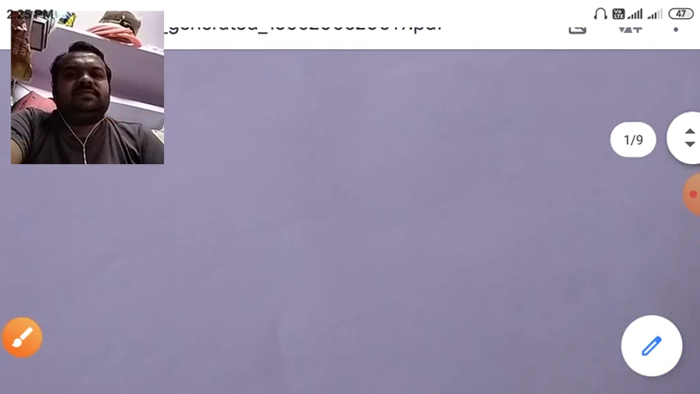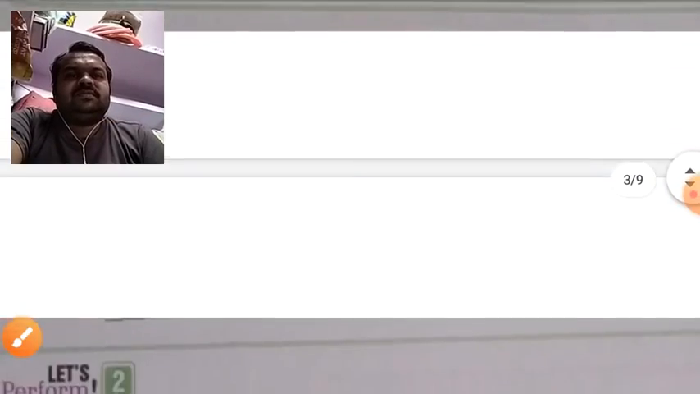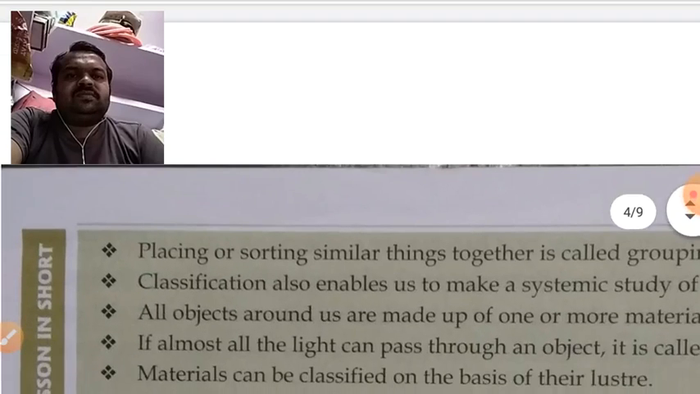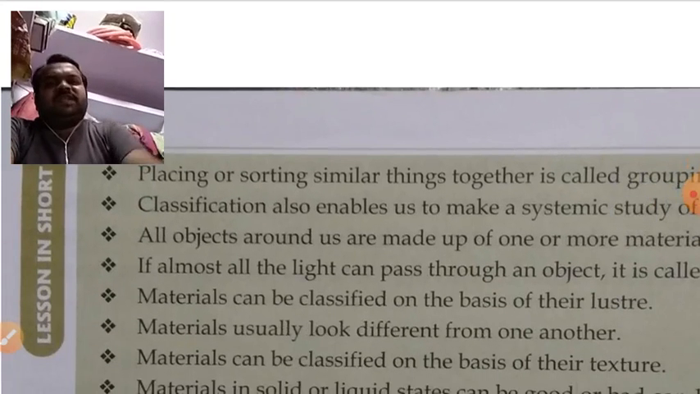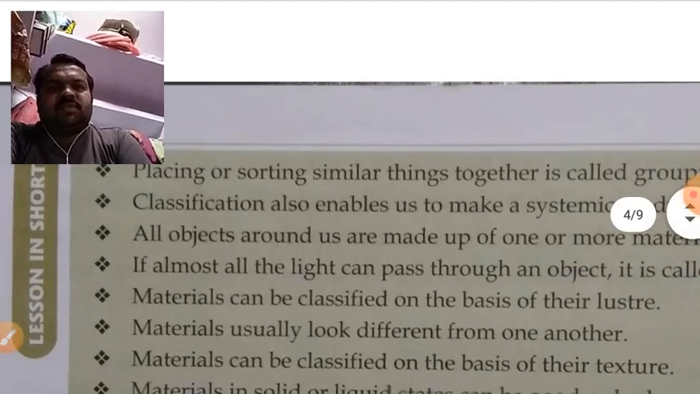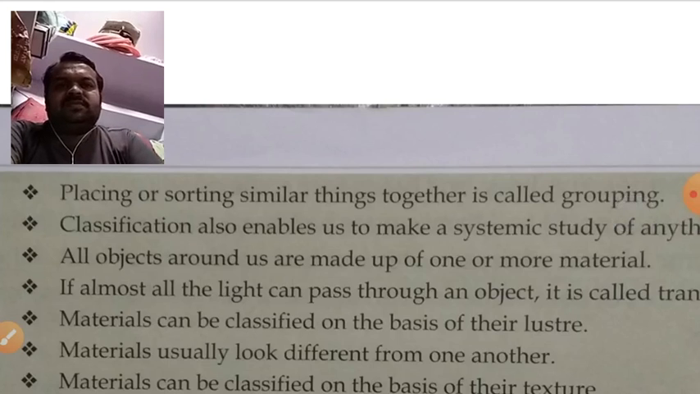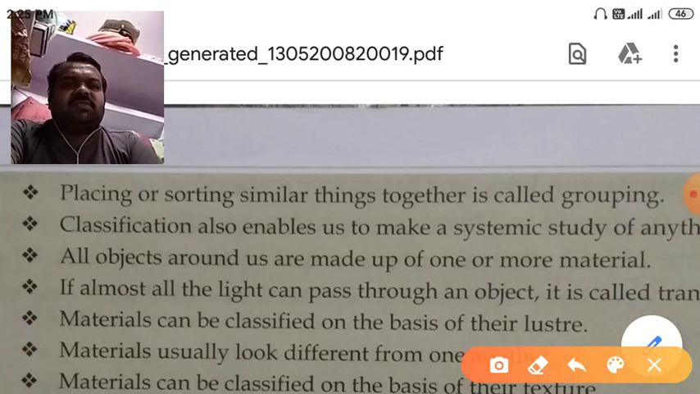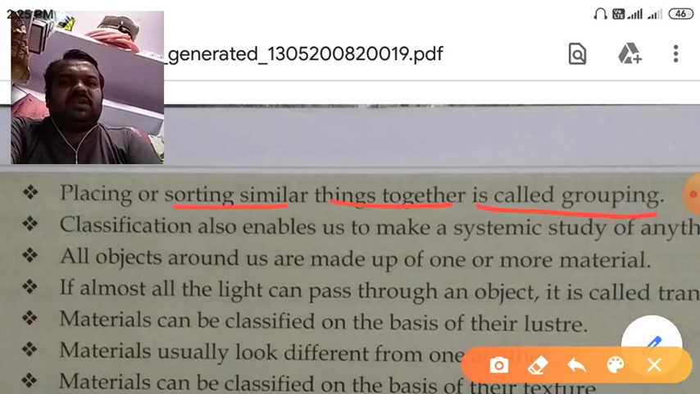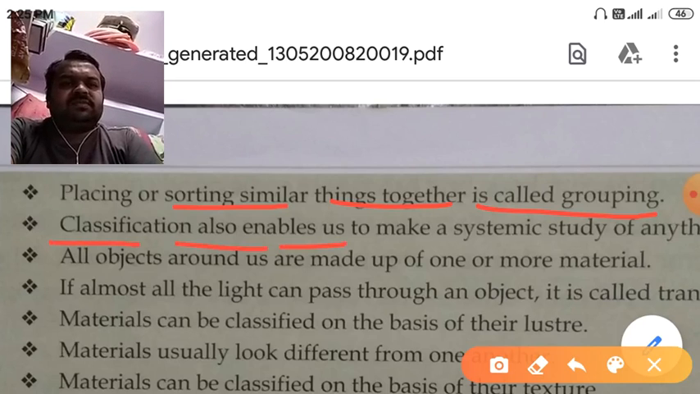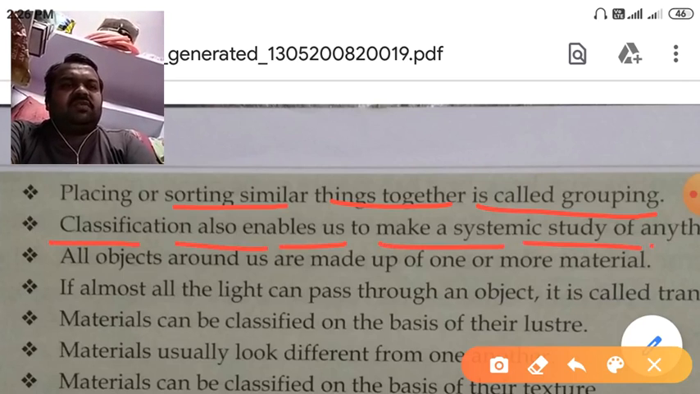So let's see. Okay, now we will see the lesson in short. Some important points are given here. Placing or sorting similar things together is called grouping. Classification also enables us to make a systematic study of anything.